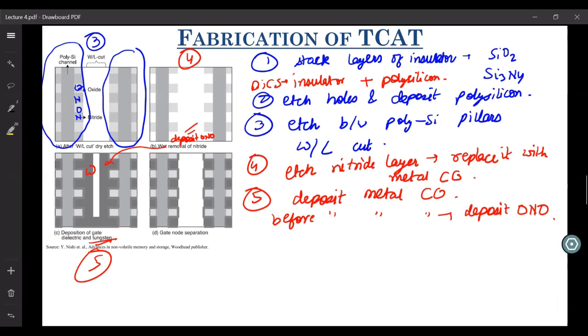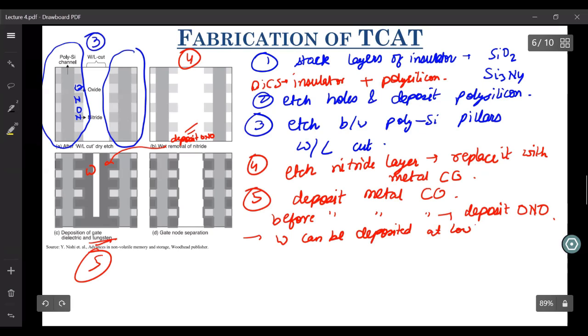Why tungsten? Because tungsten and titanium nitride, these metals can flow. These metals can be deposited at low temperature. So let me write that. Tungsten can be deposited at low temperature, and it's CMOS compatible as well.